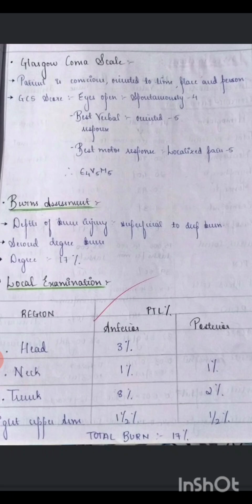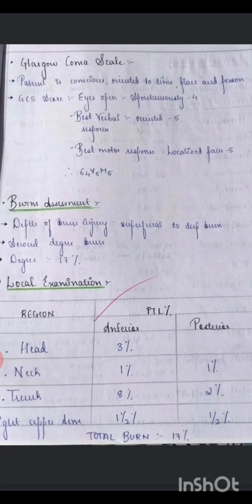Then comes the burn assessment. Now, doing the burn assessment is very important. You'll have to write the depth of the burn injury, whether it is superficial, deep, first degree, second degree, everything will come. And then you all have to write how much percent the burn is. So in my case there was 17% burn. Now, the degree of burn and how much percent, you will understand by doing the assessment.